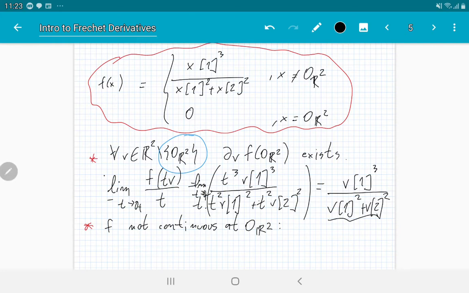Okay, well, how come this is not continuous at 0? Well, if I compute f at a point with coordinates t and t squared, what do I get? Well, I get t cubed in the numerator. In the denominator, I get t squared plus t to the 4. And when t goes to 0, this goes to infinity. Therefore, f is not continuous, right? So with an infinity is not 0, which is f of 0.